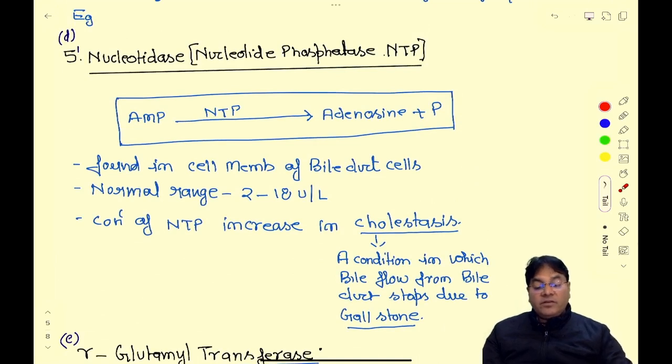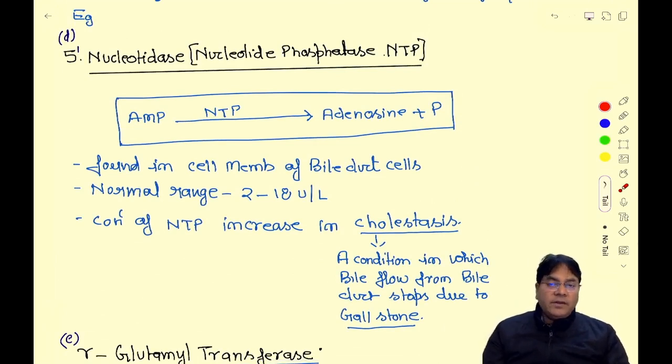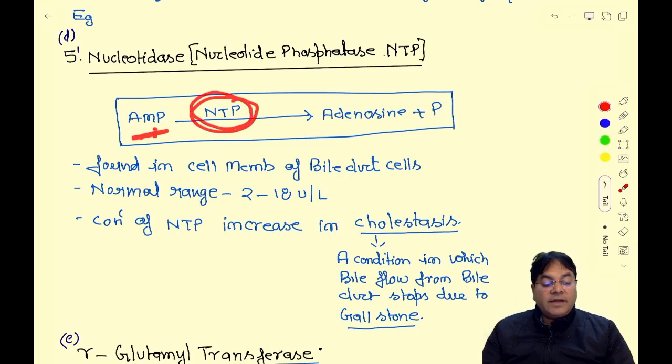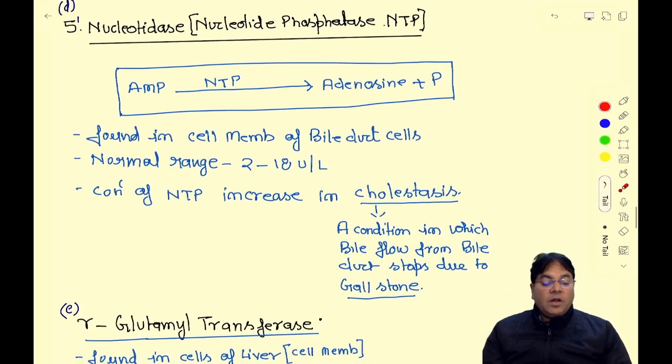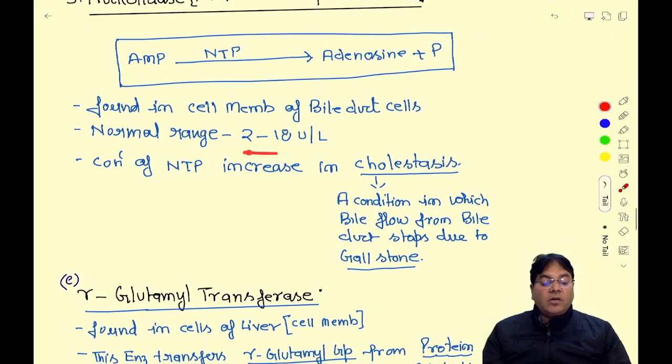Then the first one is 5-nucleotidase. Now, the role of this enzyme in our body is that it converts AMP; NTP is the short form. AMP is broken down into adenosine and its phosphate is separated. This is a physiological role. Now, this enzyme is found in the cell membrane of the bile duct. The normal range in the blood serum is 2 to 18 units per liter.